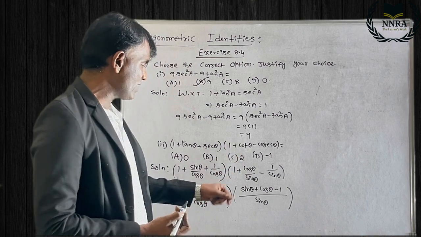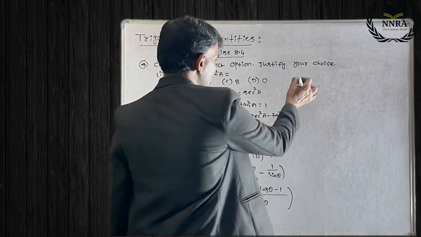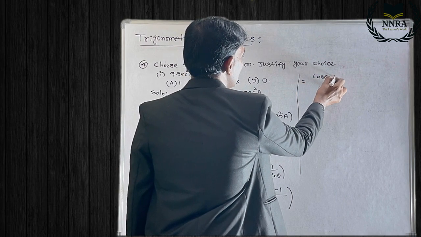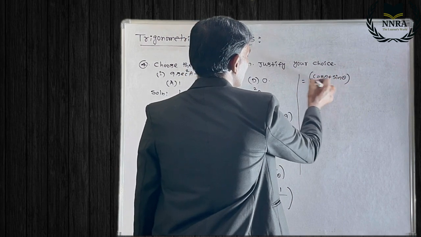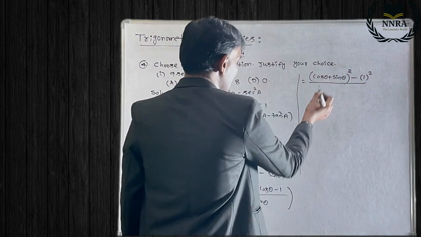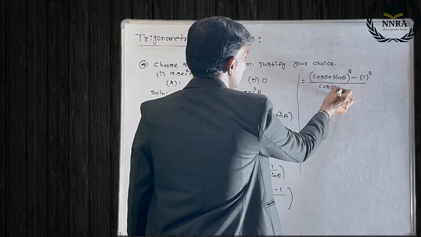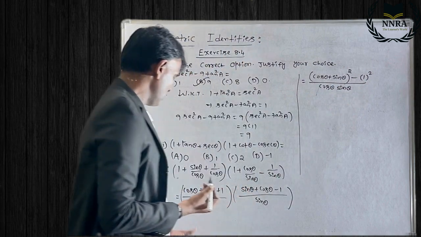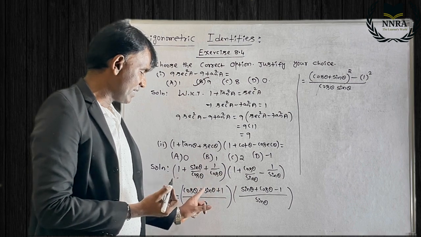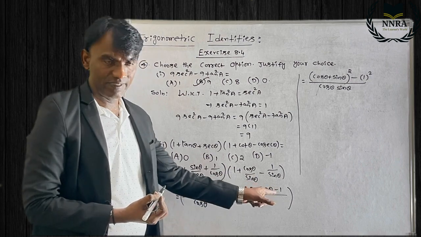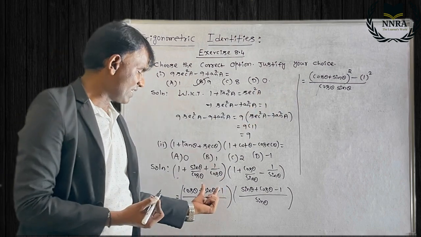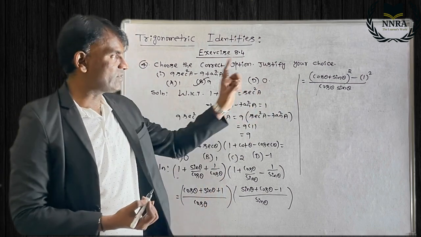So a plus b into a minus b is a square minus b square. So how to write that? A square means cos theta plus sin theta whole square. Then minus b square means 1 square. Divide by denominator is cos theta into sin theta. Is it clear? Now cos theta plus sin theta is a. 1 is b. So a plus b into a minus b is a square minus b square, where a equal to cos theta plus sin theta, b equal to 1.